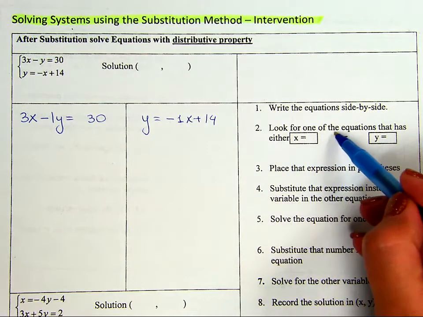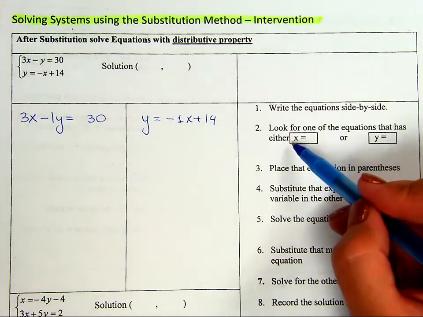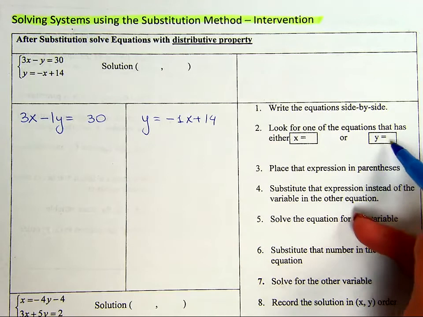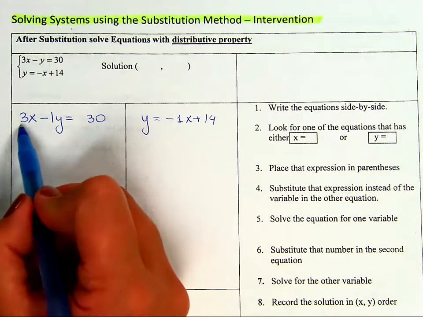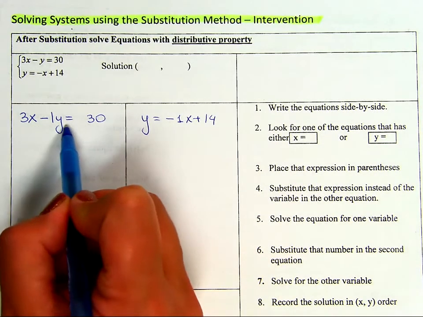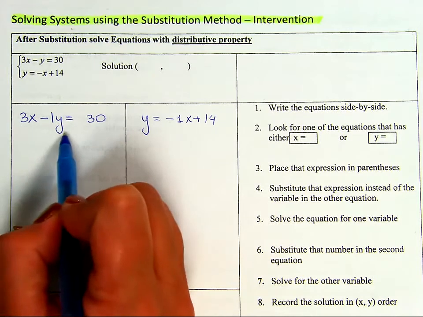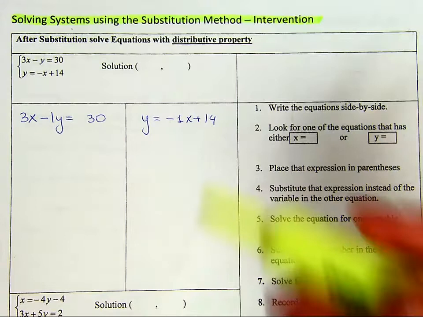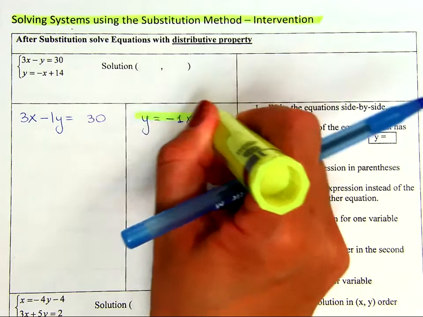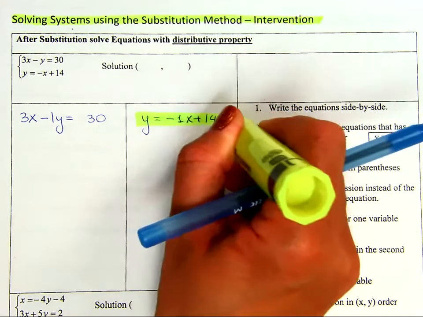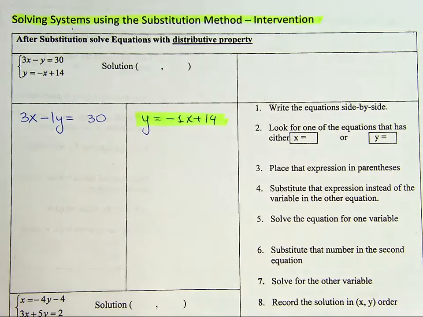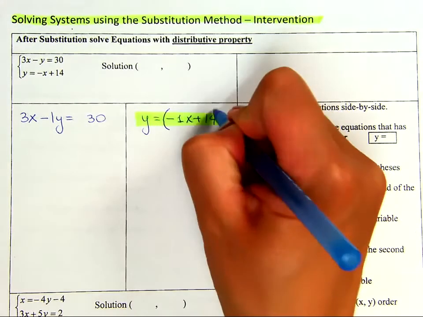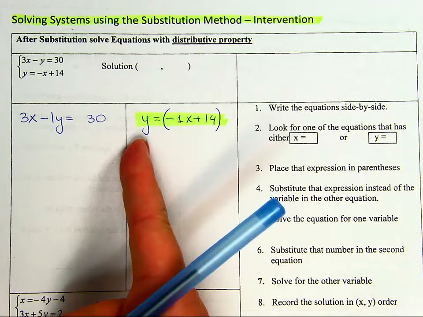Look for one of the equations that has either x equals something or y equals. Here we have 3x minus 1y, so it's not an x equals or y equals. Here we have y equals negative 1x plus 14. So that is the equation that we want to use because we have an expression given for the y variable.